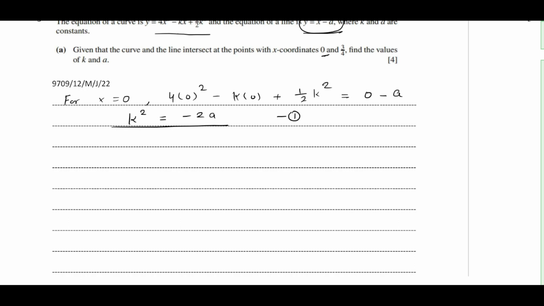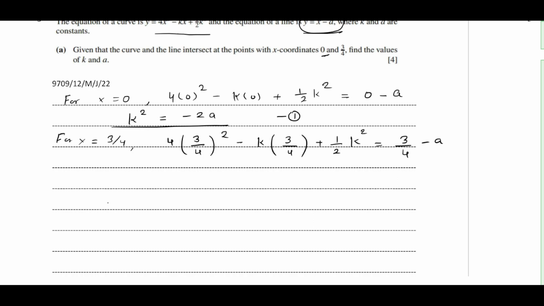Now the second equation. It is given 3 by 4. So for x equal to 3 by 4, I will substitute 3 by 4. So it is 4 times 3 by 4 whole square, minus k times 3 by 4, plus half k square, will be equal to 3 by 4 minus a.